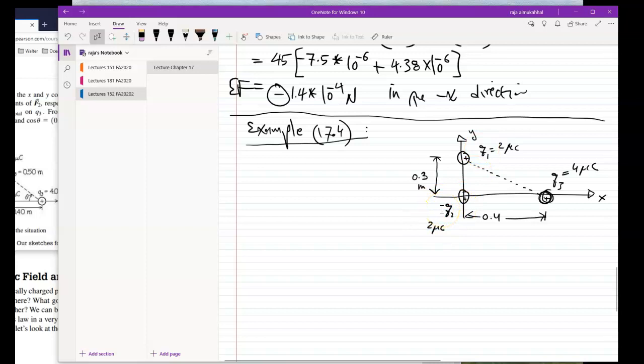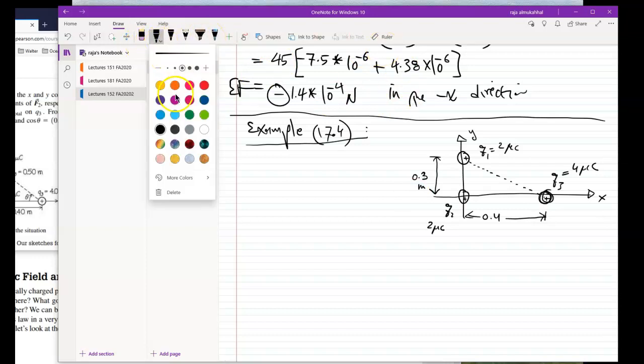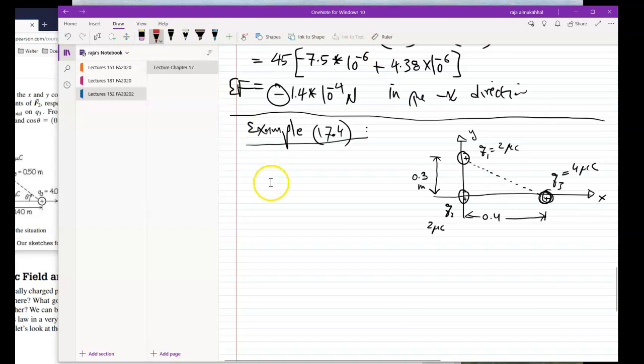So in this case, I'm going to have something like this. Let me change the color of the pen. How about that? I'll make it red. So in this case, I'm going to have a force that looks something like that. This is, I'm going to call it F1 because it's due to Q1. And then I have another one, I'm going to call it F2, horizontal, due to Q2, right here. And of course, there is an angle between them.